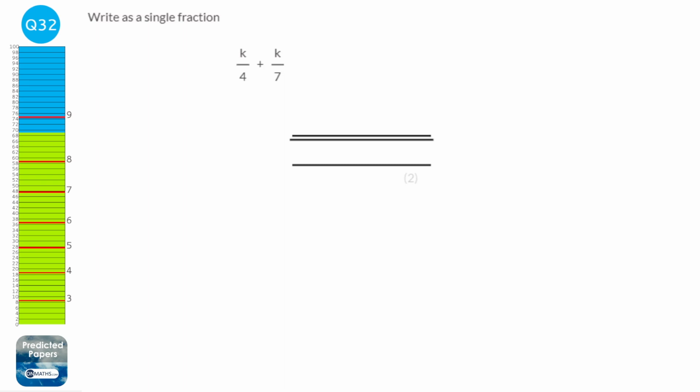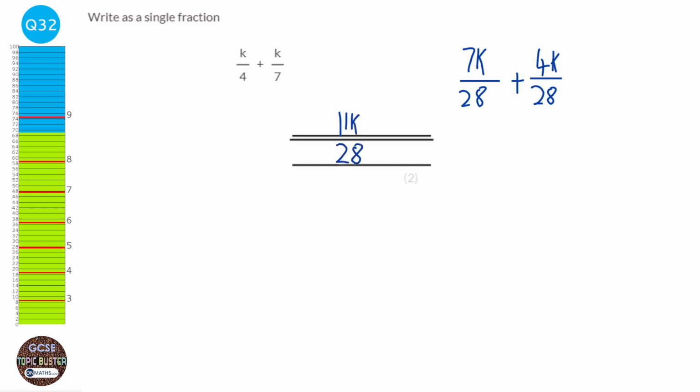So what we're going to do is multiply the left-hand fraction by 7. So we're going to times the k by 7, which will give us 7k. And we're going to times the 4 by 7, which will give us 28. And we're going to times the right-hand fraction by 4, which will give us 4k at the top, and it will also give us 28 as the denominator. Now when the denominators are the same, we just add the numerators, and 4k plus 7k, or 7k plus 4k, will be 11k, and the denominator will be 28.